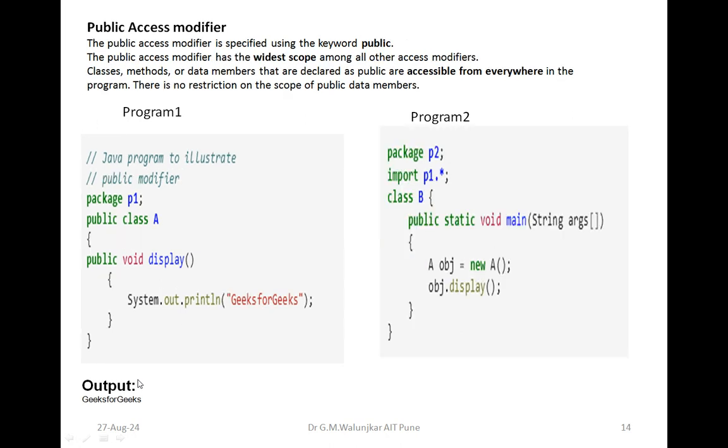The next one, public access modifier. The public access modifier is specified using the keyword public. Here the public access modifier has the biggest scope among all the access modifiers.